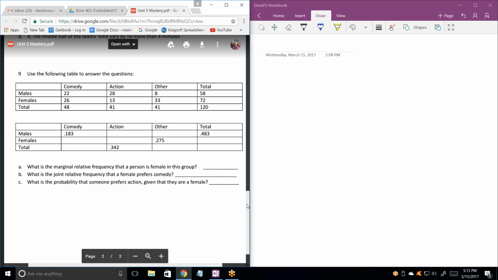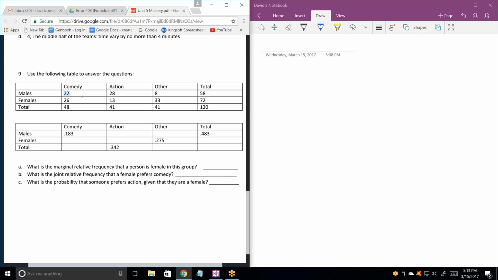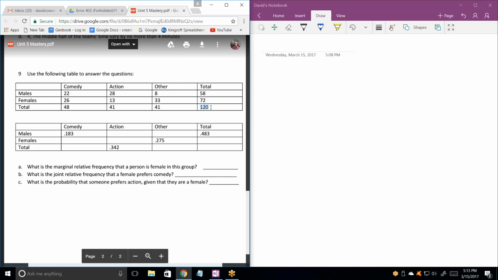All right. This one, it's really clear what they're doing. What are they doing in the second table? What are they doing to the first table in order to get the second table? They're finding the percentage. They're dividing the number that's in that cell, 22, by 120, the total number of people. And that gives you 0.183.